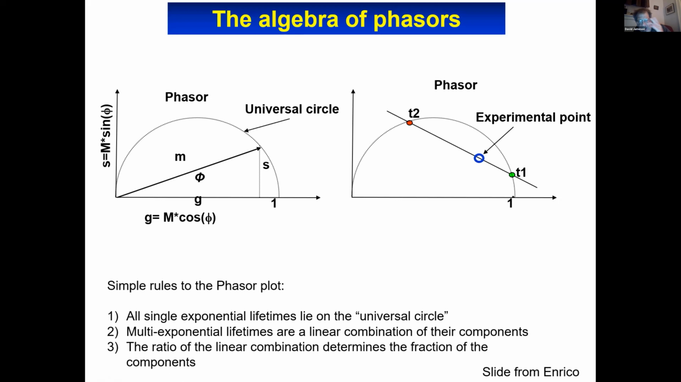And you'll get, actually, they'll fall on the line between those two points, and the distance along this line will give you the fractional amount of one or the other. So immediately you can see the information you can get out of the phasor.